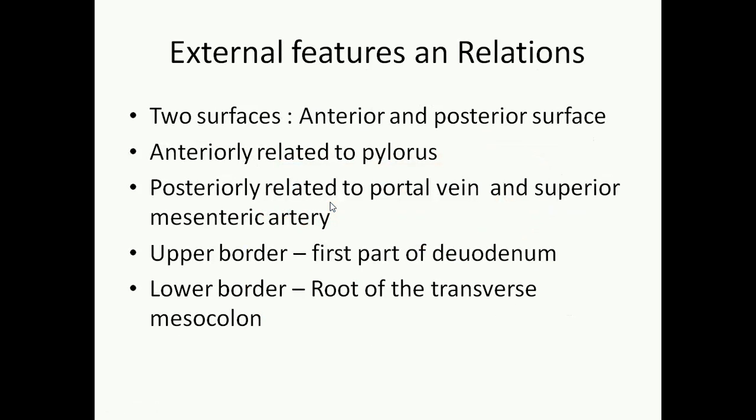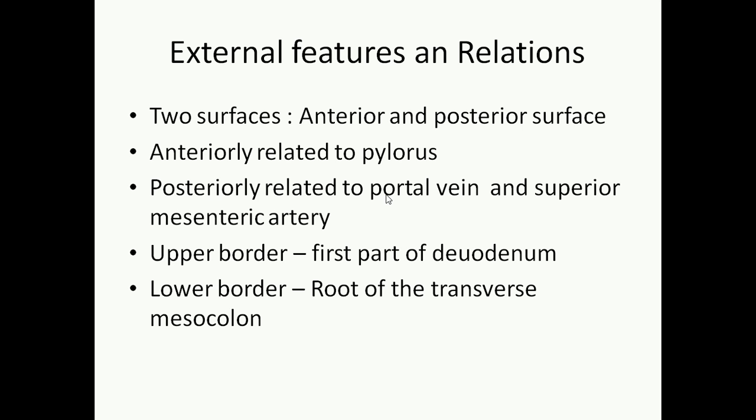What are the external features? The two surfaces, as I said, the anterior surface and the posterior surface. Anteriorly, the relation is the pylorus of the stomach. Posteriorly, it is related with the portal vein, because the posterior relation to the entire pancreas and the second part of the duodenum will be the presence of the IVC and the portal vein. So IVC and portal vein will be seen not only posterior to the pancreas and second part of the duodenum, but also to the posterior surface of the liver. So posteriorly it is related with the portal vein and superior mesenteric artery.